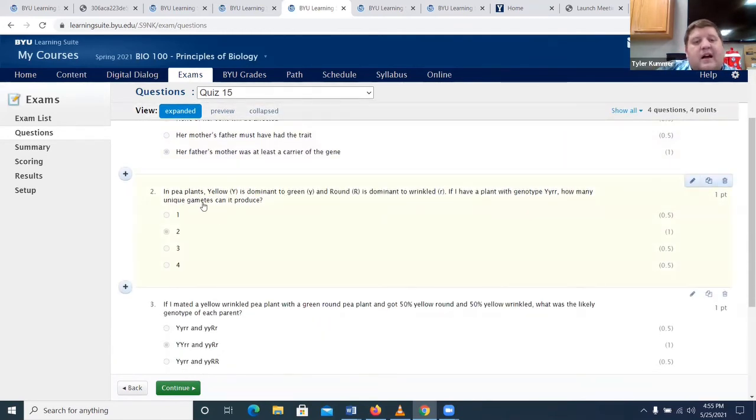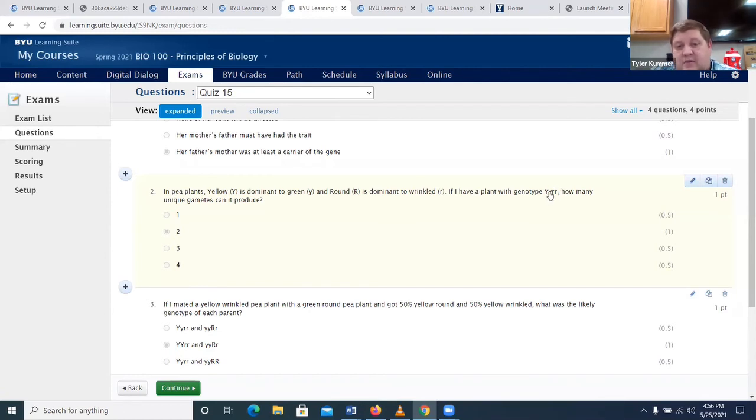In pea plants, yellow is dominant to green, round is dominant to wrinkled. If I have a plant with the genotype heterozygous for color and homozygous recessive for shape, how many unique gametes can it produce? Well, we're just going to do FOIL here, right? So we could take the dominant Y and put it with a recessive R, first two. We could take the dominant Y and put it with the last R, which is also recessive. Well, those are the same type of gamete, right? A big Y with a little R. So even though we do two little steps to get there, they both produce the same type of gamete.